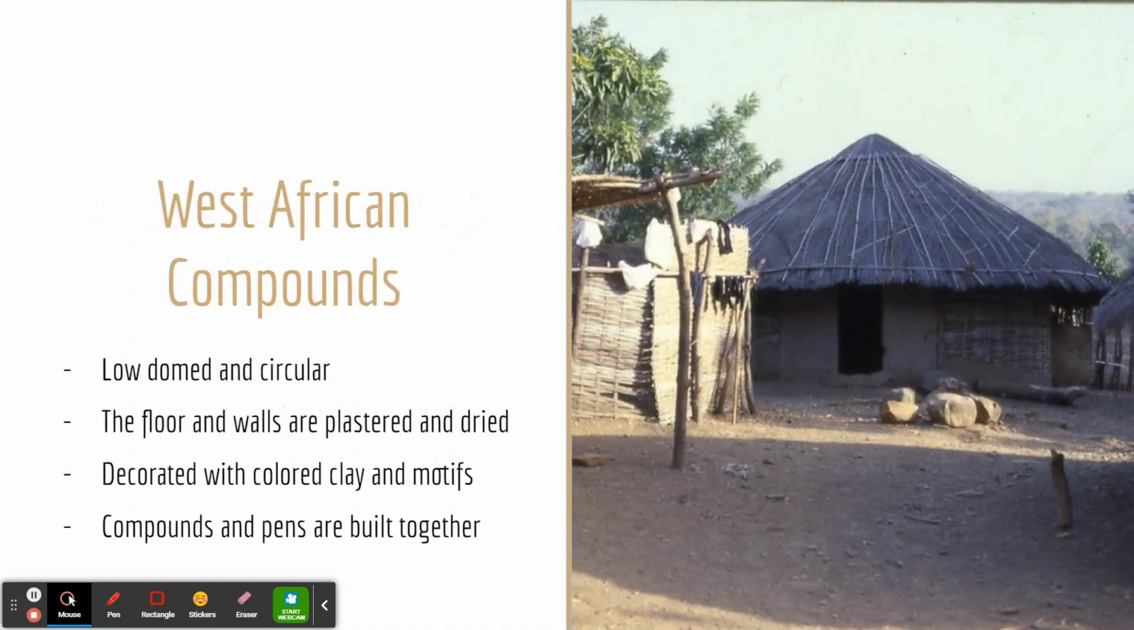West African compounds. Most compounds are low-domed and circular. The floor and walls are all plastered and dried. They are also decorated with colored clay and motifs. The pens and compounds are built together as shown in the picture over here.